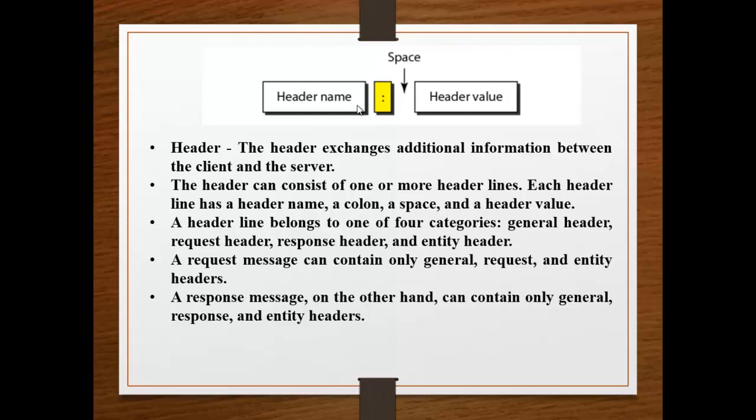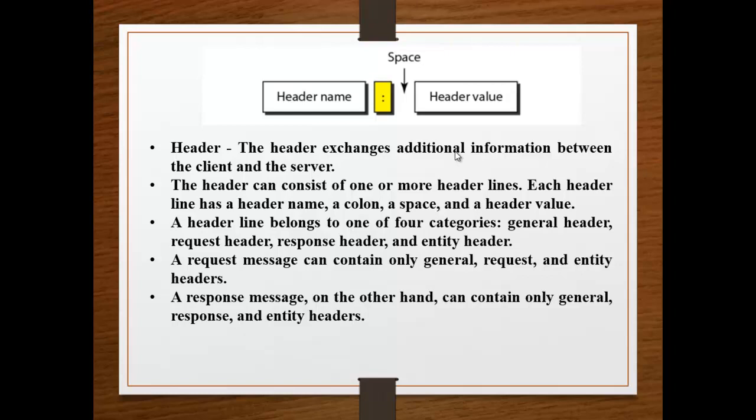Okay. And then the next one: if you see the messages, the first line, the request line and status line, we have discussed, and the next is the header. The header has a format: header name, then a colon, then a space, and then the header value. The header is nothing but exchanging additional information between the client and the server. First, the request line and the status line tell what I am requesting and what the response to the request is.